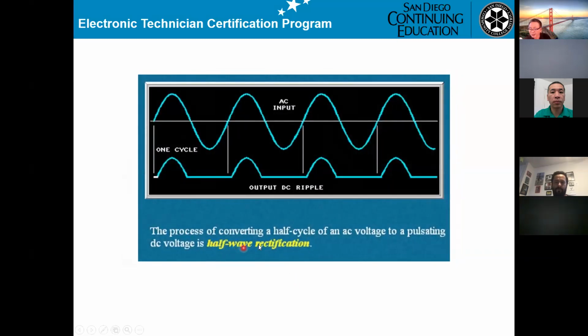That's what they're talking about with half-wave rectification. They rectify only the positive half, not the negative.